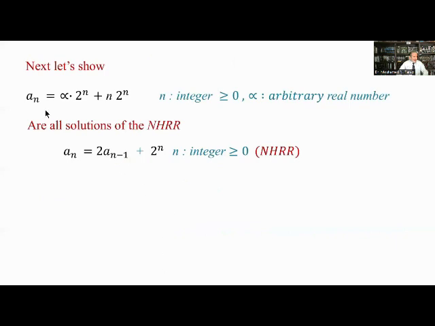Now, if you add the general solution of the associate homogeneous recurrence relation plus a particular solution of the non-homogeneous recurrence relation, you get all the solutions. So those are all the solutions of the non-homogeneous recurrence relation. We can verify that very easily.